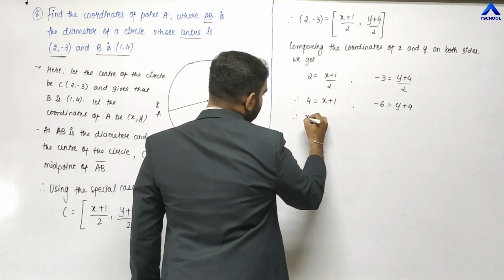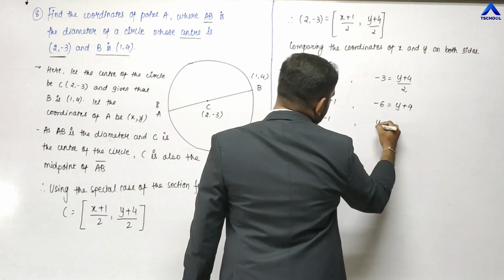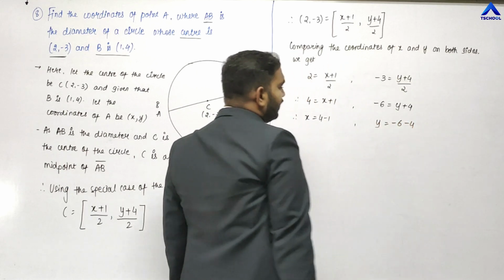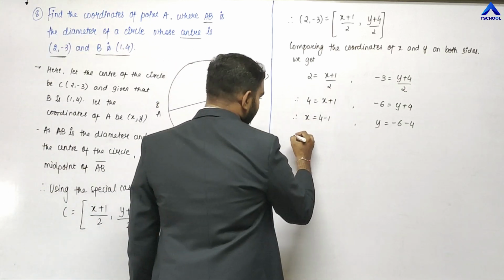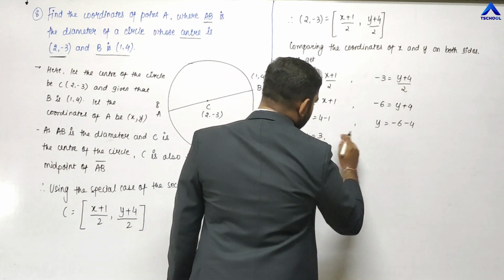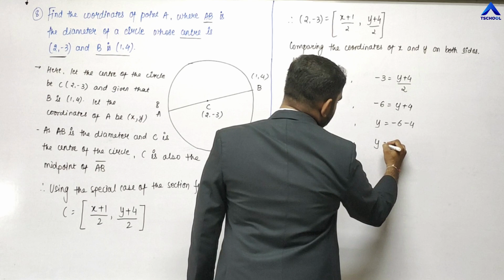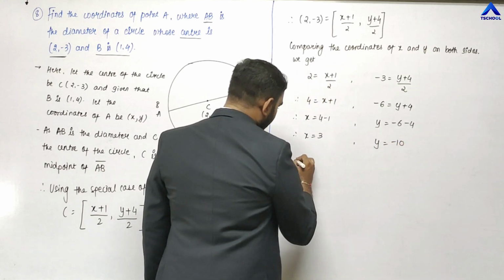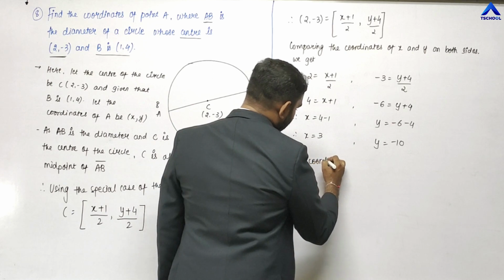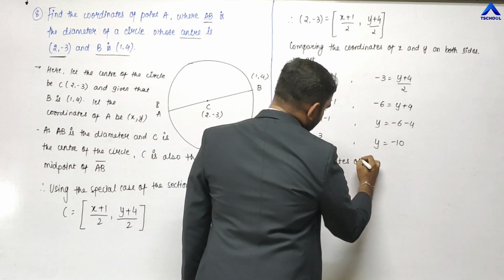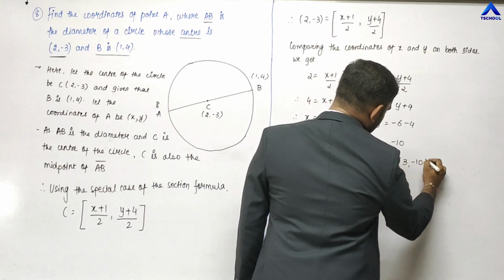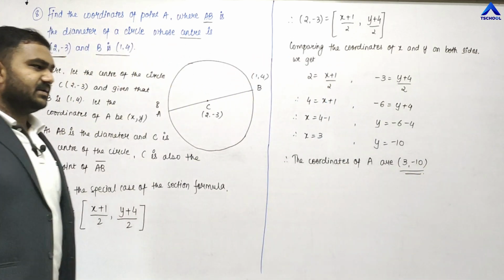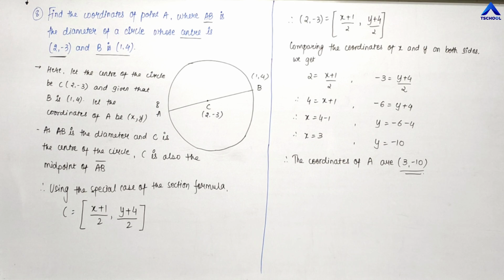Taking 1 on the other side, that is x equals 4 minus 1. And here y equals -6 minus 4. So you will take 4 on the other side, that will become minus. Here this plus 1 will become minus 1. Hence x is equal to 3 and y is equal to minus 10. Therefore the coordinates of point A are 3 comma minus 10. Is it clear? Therefore the coordinates of point A are 3 comma minus 10.